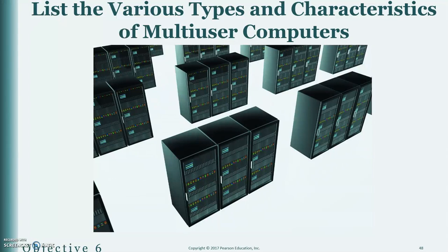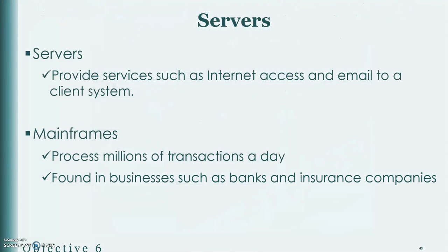Okay, so let's talk about various types and characteristics of multi-user computers. Multi-user computers include servers, mainframes, and supercomputers. Servers facilitate file sharing, print sharing, and emailing client computers. Mainframes, or enterprise computers, are large servers that process millions of transactions a day. And you're usually going to find this type of system in really large businesses such as banks or insurance companies. And don't worry, we'll get into clients and servers a lot more as we progress through the class.